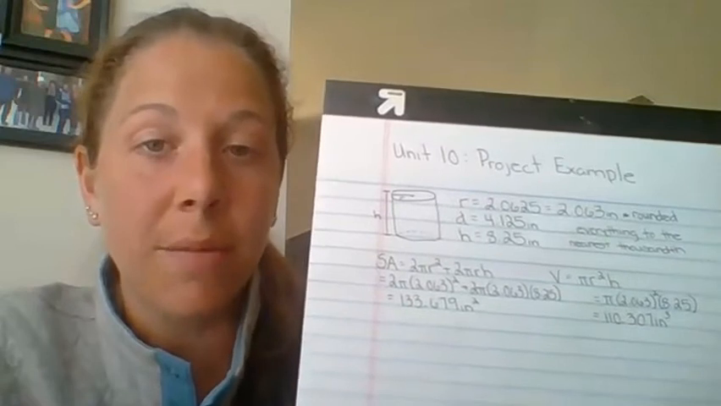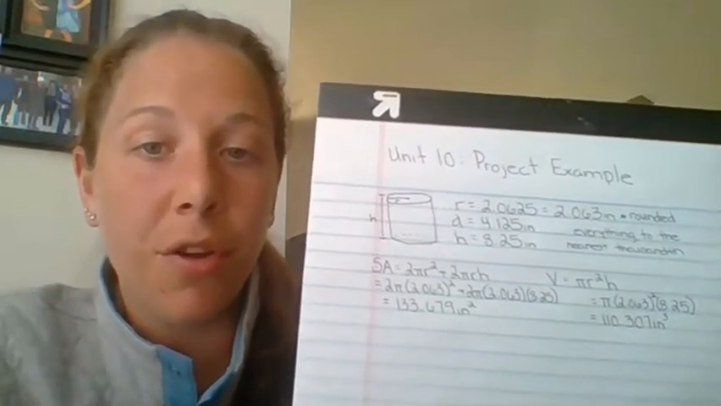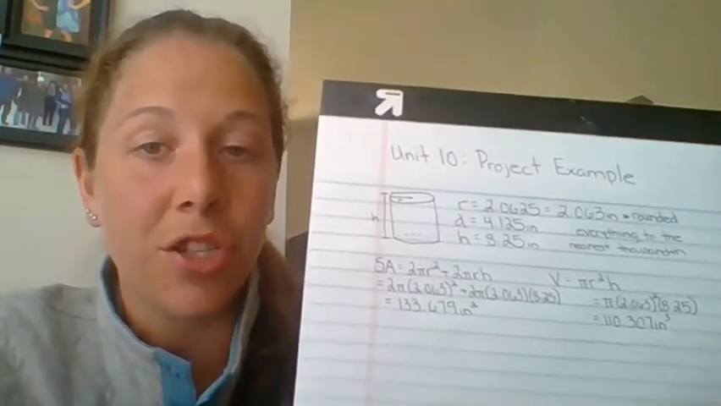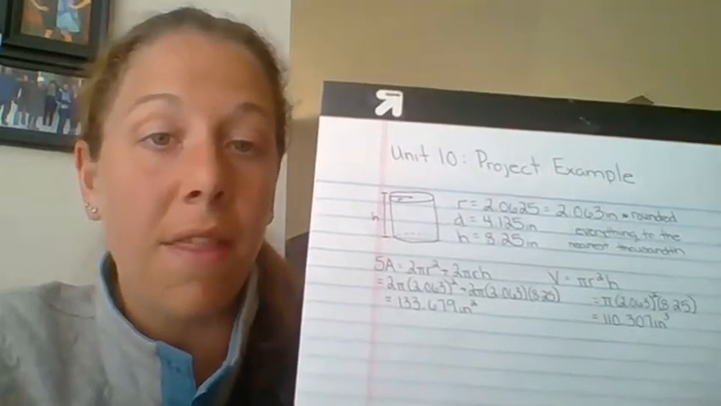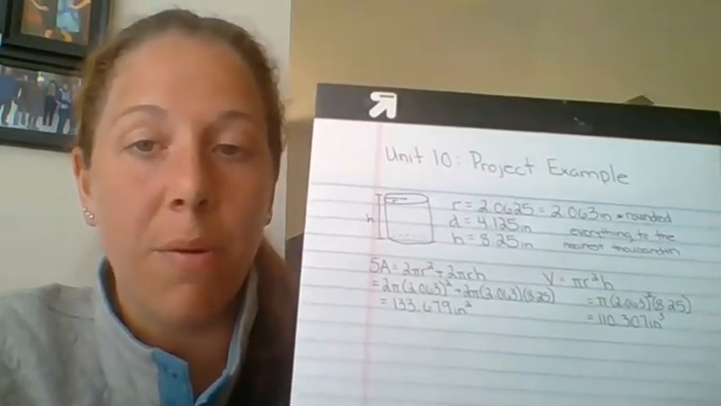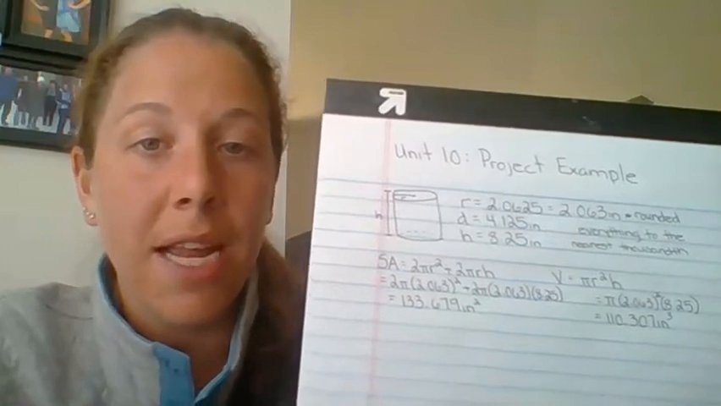Okay, so one last time, surface area is 133.679 inches squared, and the volume is 110.307 inches cubed. And that is the surface area and volume of my object, which was my Method cleaning wipes container. I have a lot of these sitting around at home, so that's why I picked this.